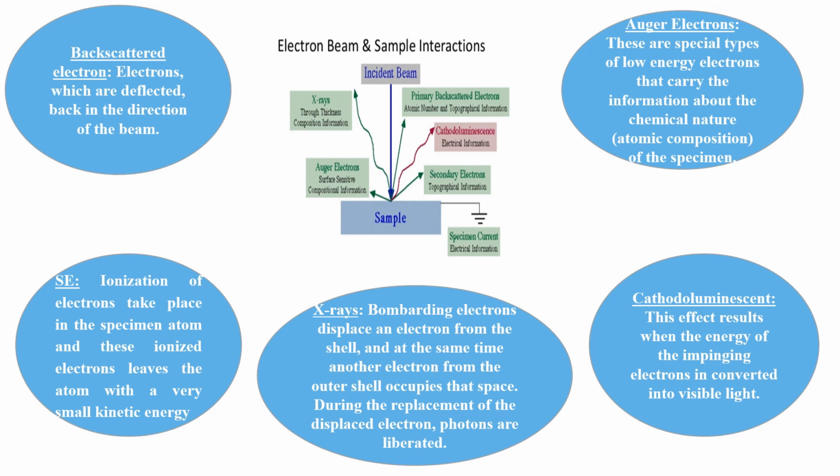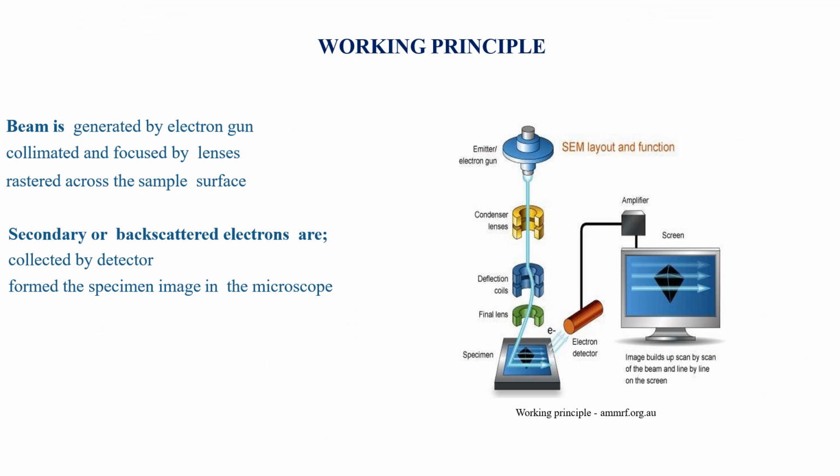During the replacement of the displaced electron, photons are liberated. Auger electrons are special types of low energy electrons that carry information about the chemical nature and atomic composition of the specimen. Cathodoluminescence: this effect results when the energy of the impinging electron is converted into invisible light. We have already covered the working principle of the scanning electron microscope. You can see from this image also.